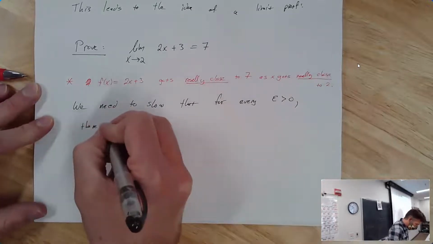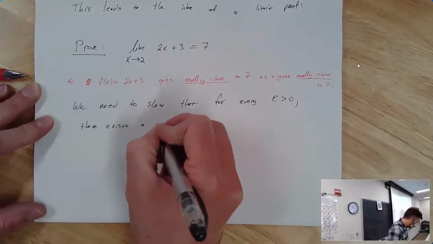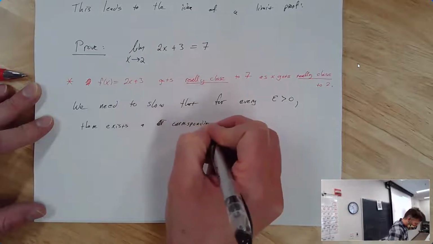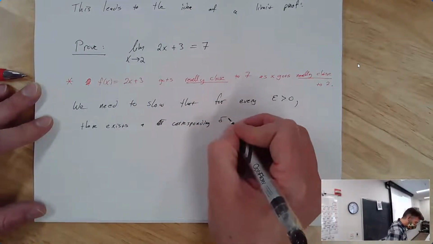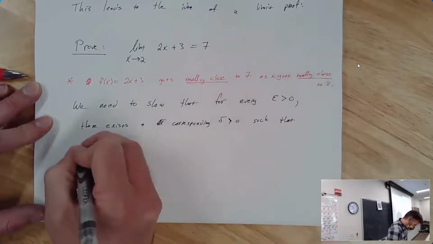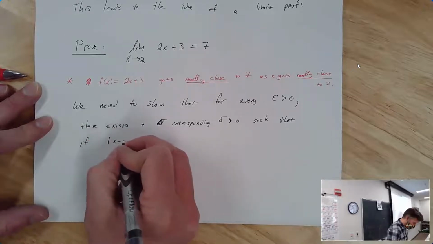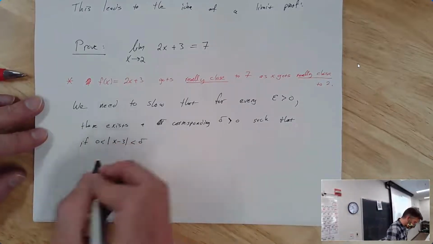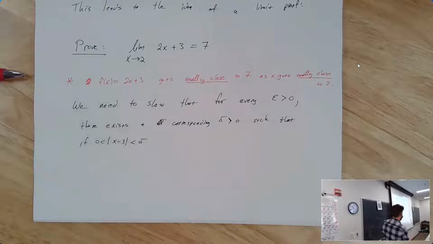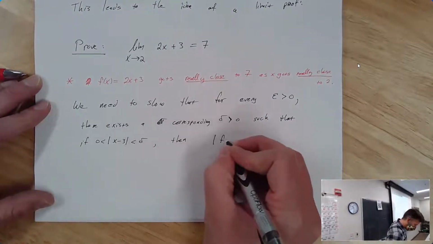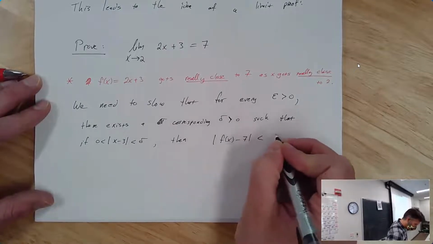There exists a delta, or I have to write a corresponding delta, also greater than 0, such that, and here's the real meat of it, if the absolute value of x minus 3 is less than delta, I guess we should throw on a greater than 0 as well. X shouldn't be equal to 3, so we want to exclude where x is actually 3. But if this is true, then the absolute value of f of x minus 7 is less than epsilon.